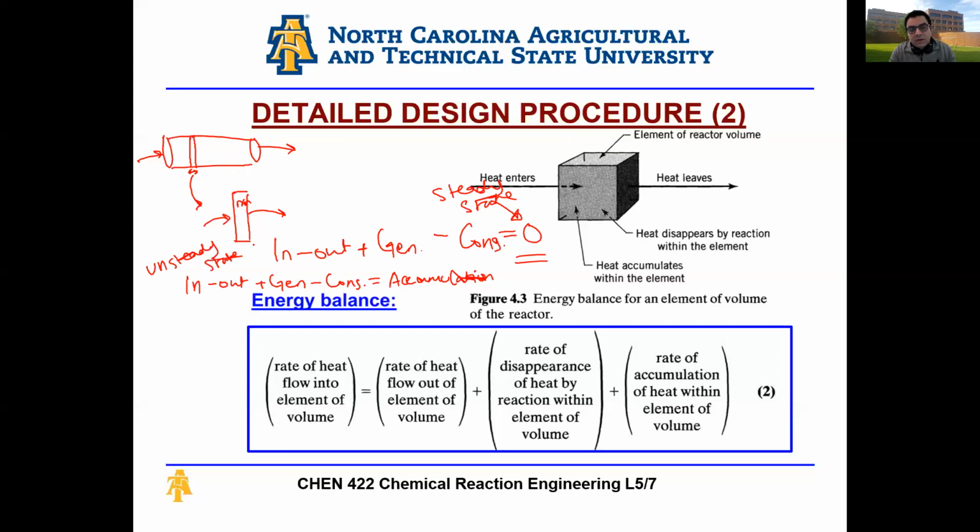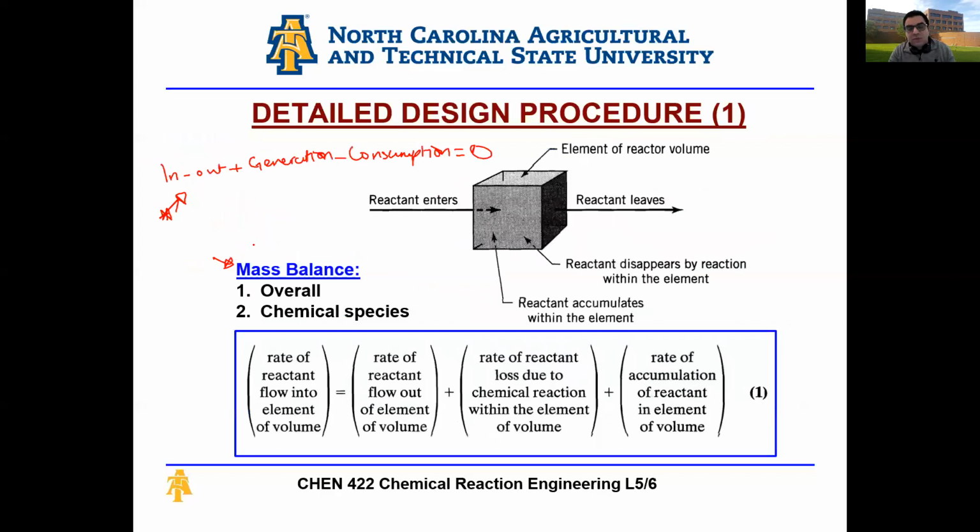So again, recalling these design procedures or design equations, you have your mass balance equation in which in minus out plus generation minus consumption is equal to 0, and this is at steady state. And at unsteady state, I have in minus out plus generation minus consumption is equal to accumulation, right? And this is at unsteady state. Okay, so please just remember your design equations.